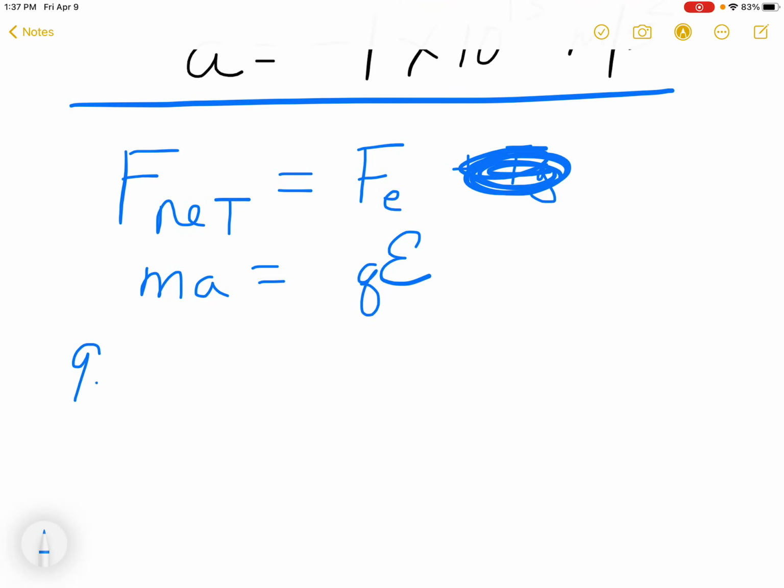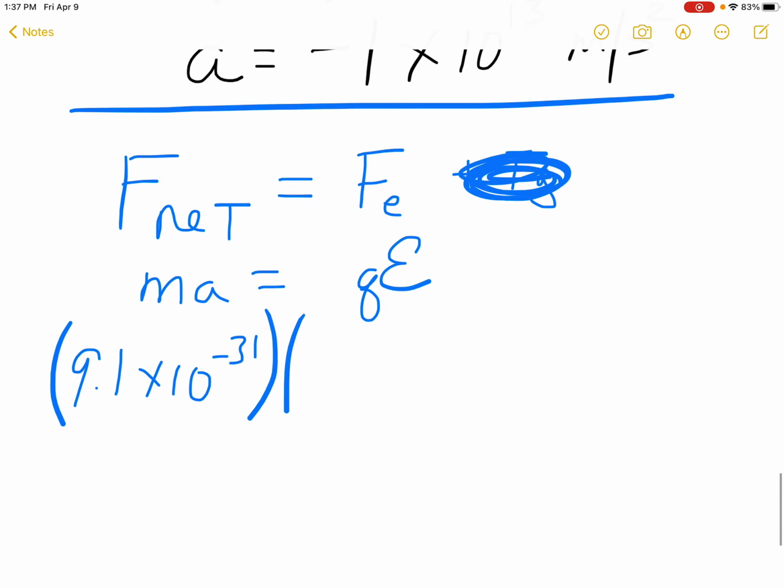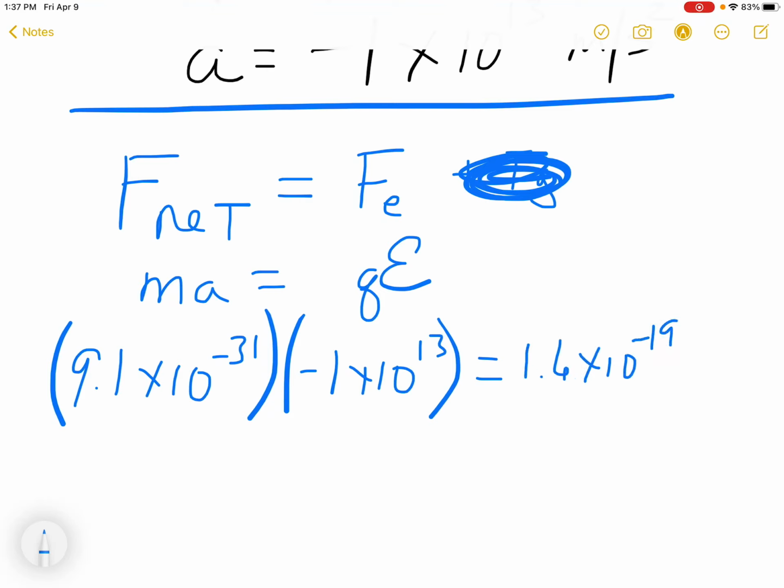Okay, so now we just finish this off with our numbers. 9.1 times 10 to the negative 31 is the mass of the electron. We had an A up above, which was negative 1 times 10 to the 13. And now, QE. The charge, since this is an electron, is 1.6 times 10 to the negative 19, right? And then E is what we're solving for.